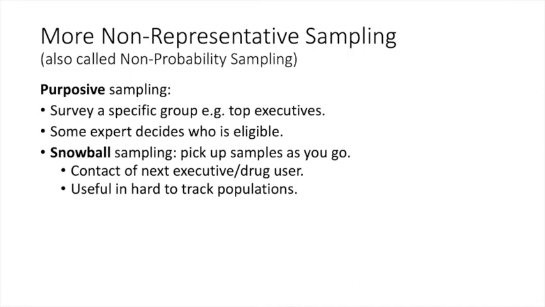Hence, purposive sampling works if the expert judgment is sound. However, typically it is a challenge to convince others that this judgment is indeed sound and that it produces a representative sample. Another problem with purposive sampling is if it concerns a hard-to-track population. For example, top business executives or drug users are not easy to access. So snowball sampling is used, where you pick up the samples as you go. Essentially, you request each respondent to connect you with the next sampling unit. Again, this does not necessarily produce a representative sample.